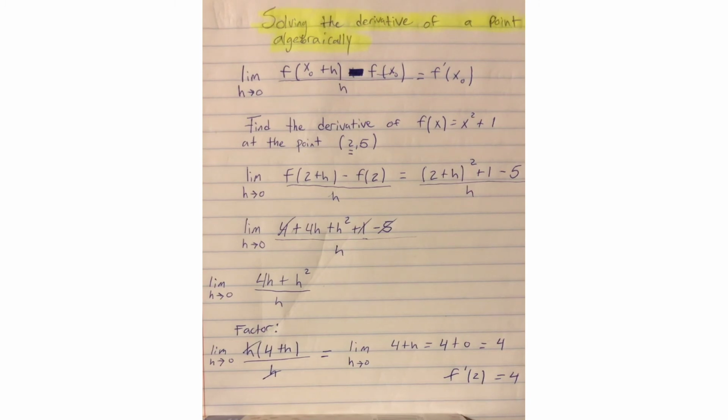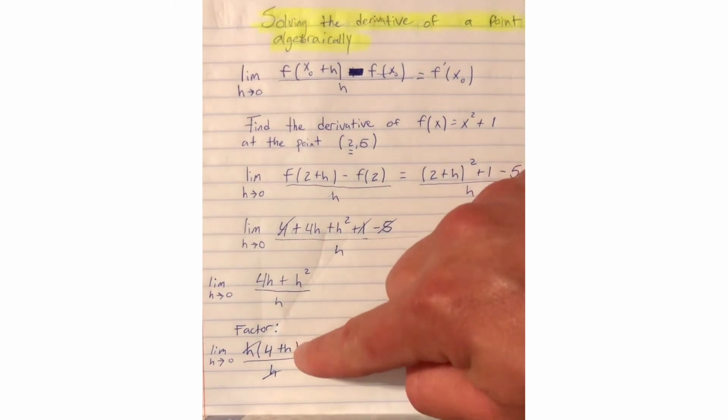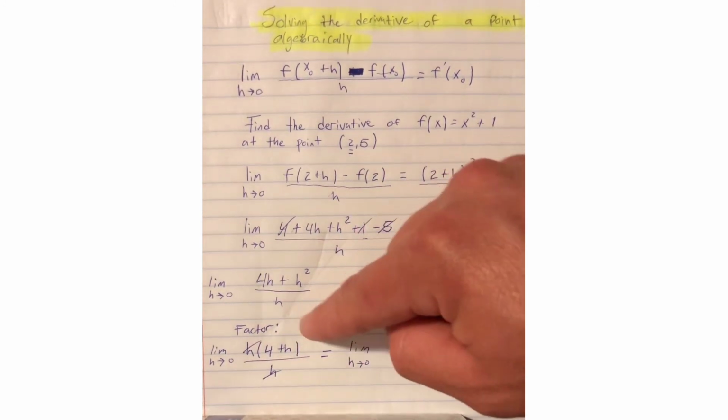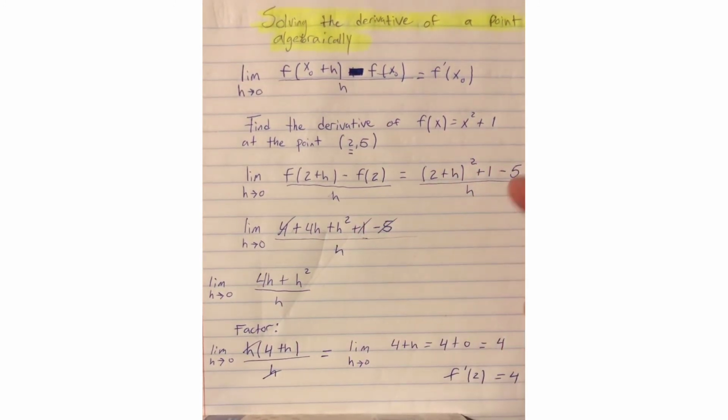From there, we would want to factor out the h's. Then we could cancel these h's, which would leave us with 4 plus h, where we want to be, because then as h gets closer to 0, we want to know what that value would be. So we could just substitute 0 in for h, so it'd be 4 plus 0. So the derivative at the value 2 would equal 4.